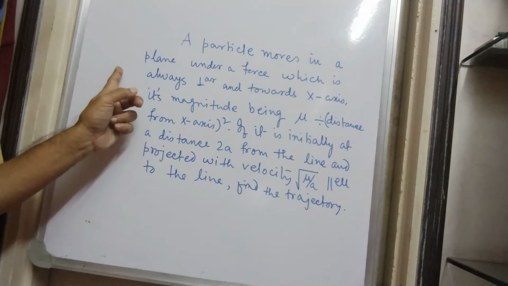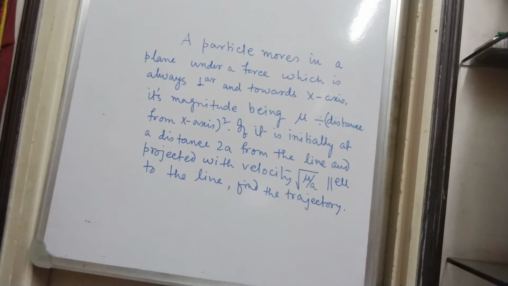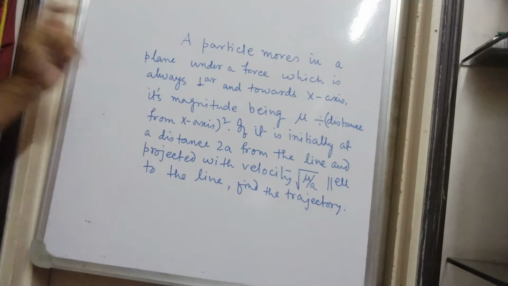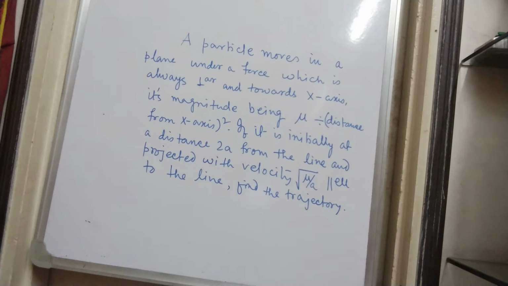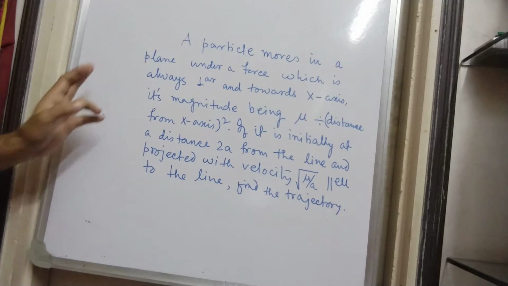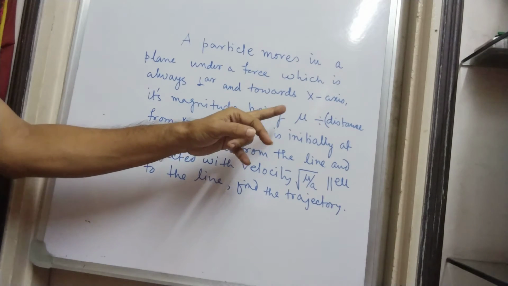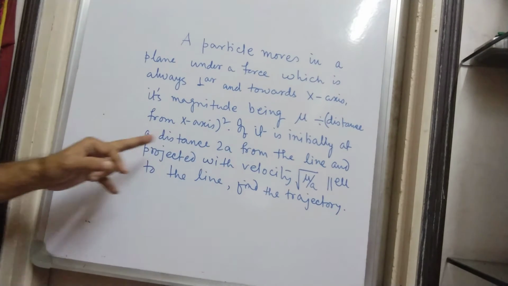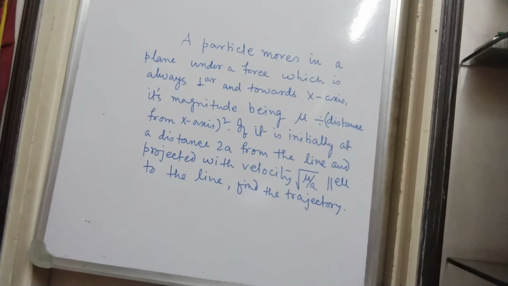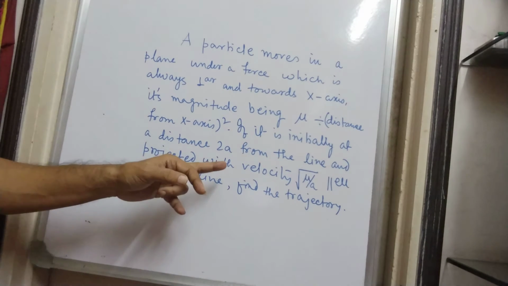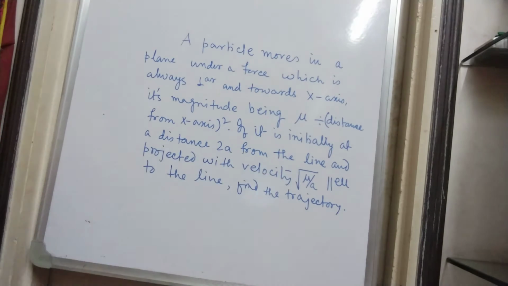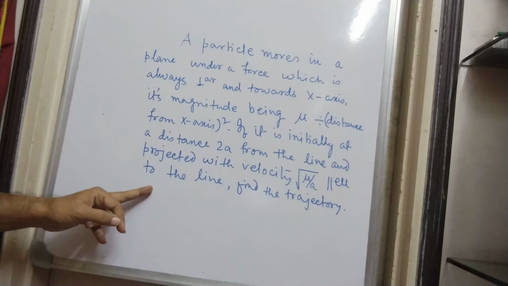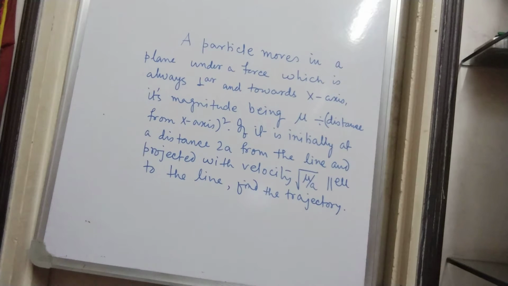Let us discuss this problem of motion in two dimensions. A particle moves in a plane under a force which is always perpendicular and towards the x-axis. Its magnitude being mu by distance from x-axis whole square. Now if it is initially at a distance 2a from the line and projected with velocity root over mu by a parallel to the line, we have to find the trajectory.